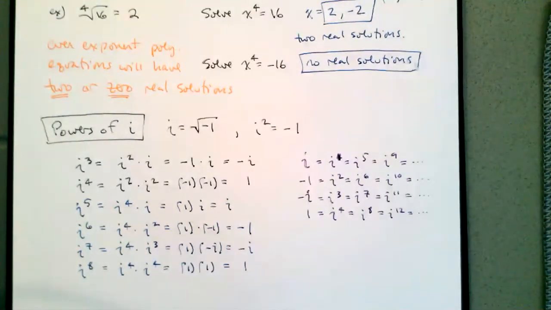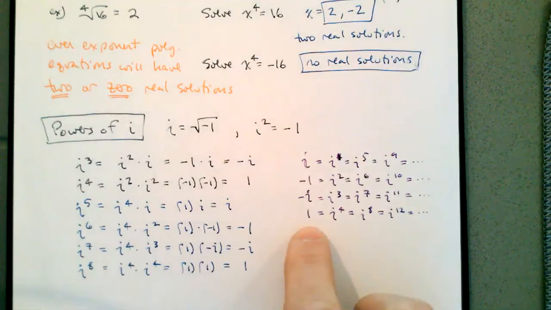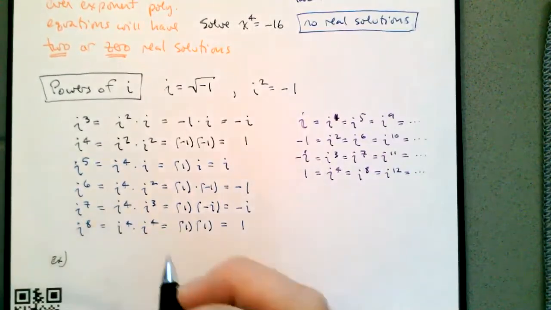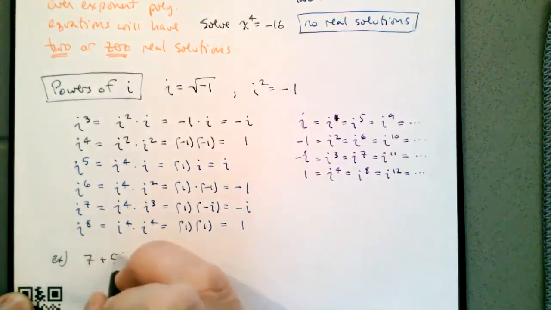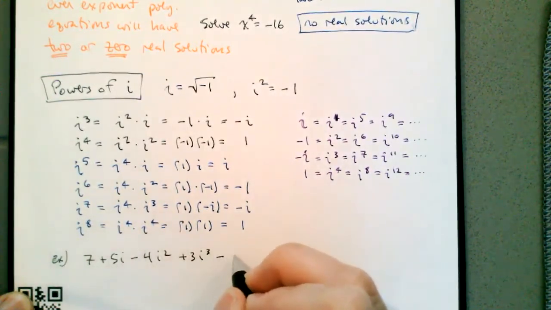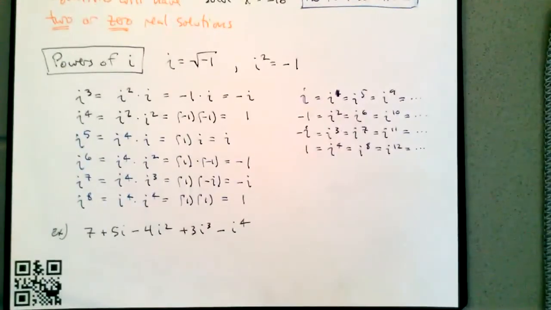All right, so what we should notice about powers of I, when they show up as complex numbers, whenever we raise a complex number to a power, we're just going to get a polynomial in I, and a polynomial in terms of I is always just going to come down to a complex number, because all the powers of I are just either plus or minus 1 or plus or minus I. So for example, if we do some stuff and we get, let's say, 7 plus 5I minus 4I squared plus 3I cubed minus I to the 4th, I can replace all these powers of I with either plus or minus 1 or plus or minus I.